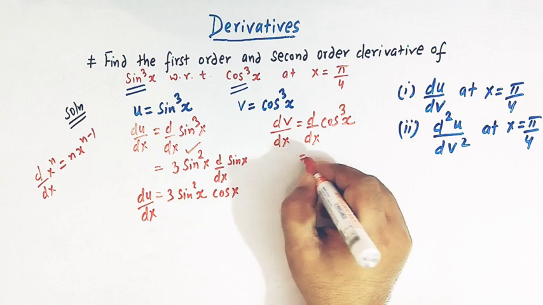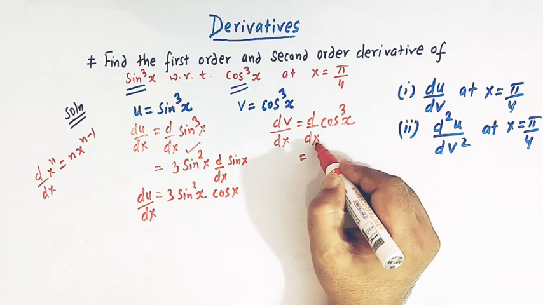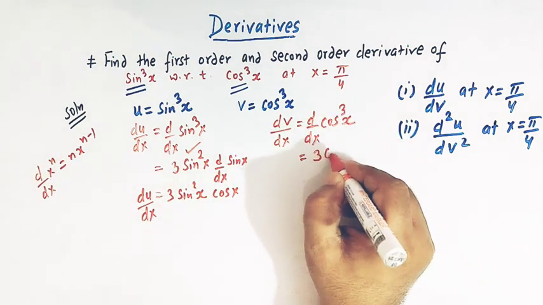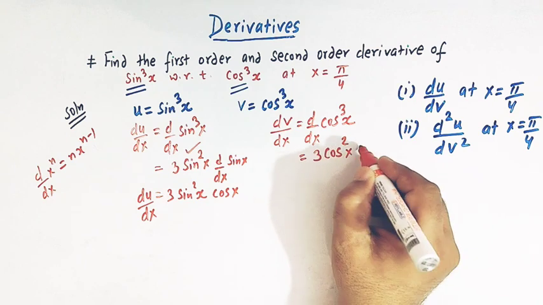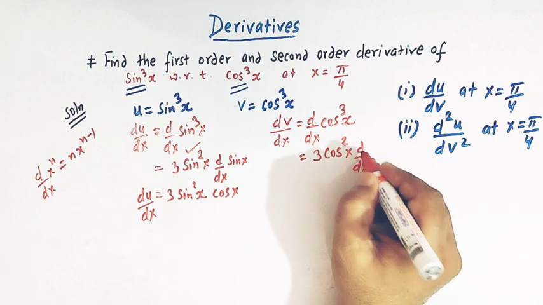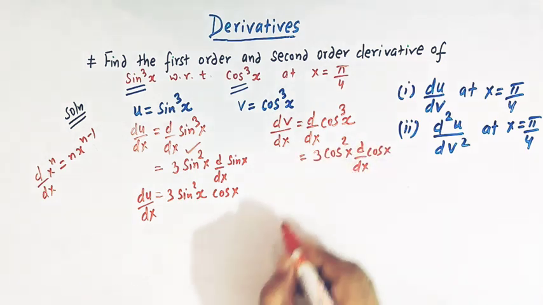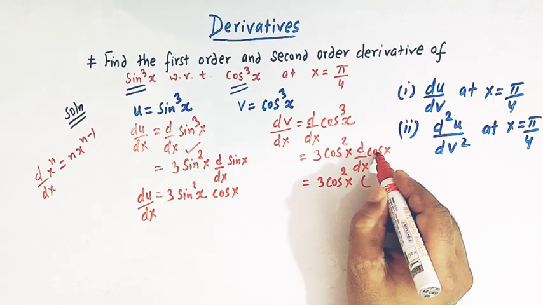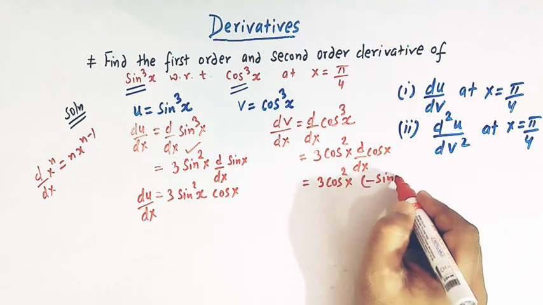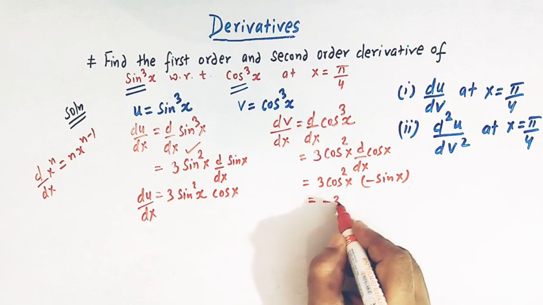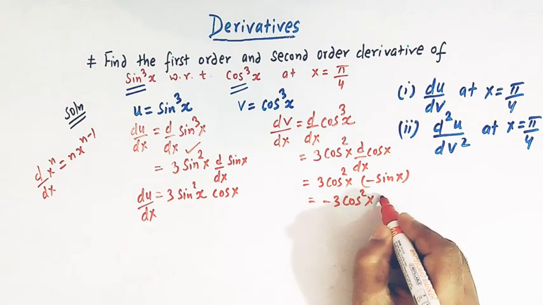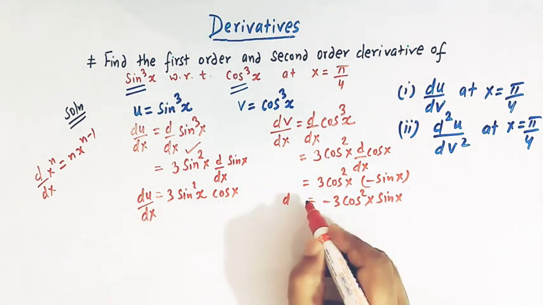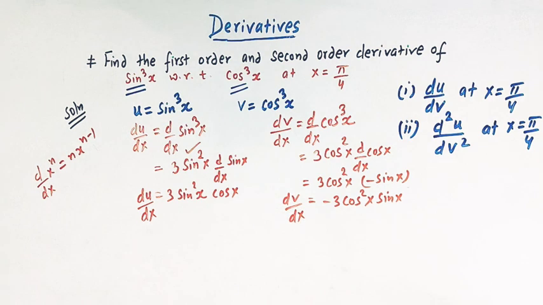Similarly, we'll find the derivative of cos³x with respect to x by using this result. We have n = 3, so we have 3 cos²x, then by chain rule the derivative of cos x, which with respect to x is minus sin x. So we have minus 3 cos²x sin x. So we have obtained du/dx and dv/dx.